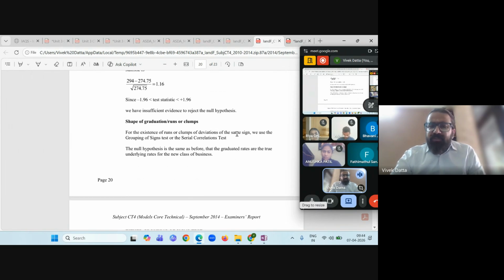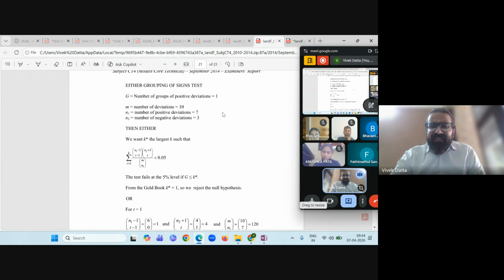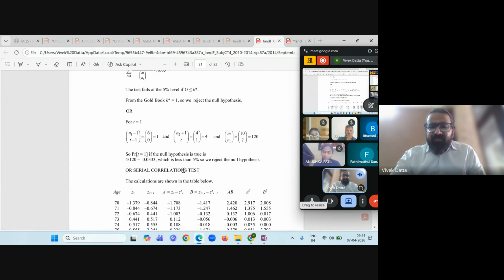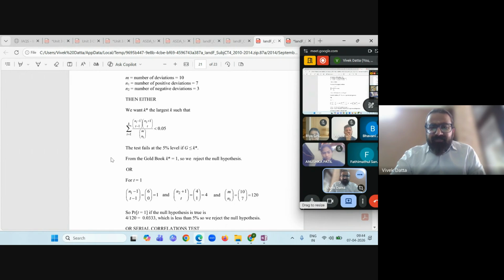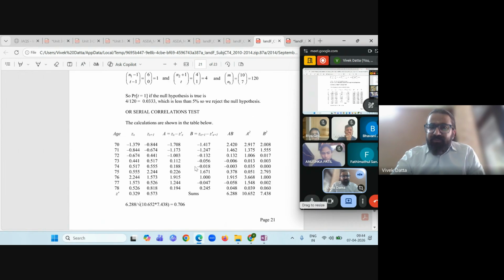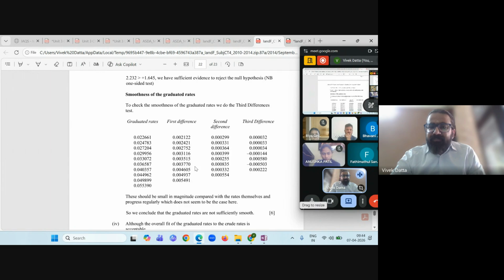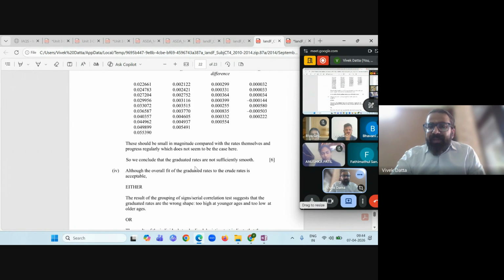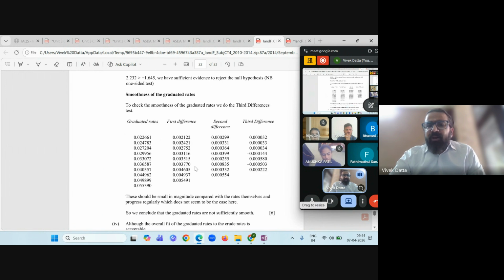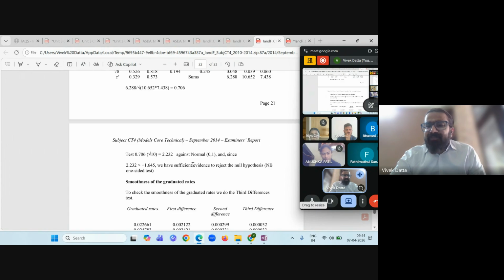Then graduation shape, which is runs or clumps. We have 10, 7, and 3. We can say from the table that it's 1 and we also have 1. So we need it to be consistently greater than 1. The test fails at the 5% level if G is less than or equal to K star. Here 1 is equal to 1, so we reject the null hypothesis at the 5% level. Okay? And for this sum, right now in class, start doing the test for smoothness.